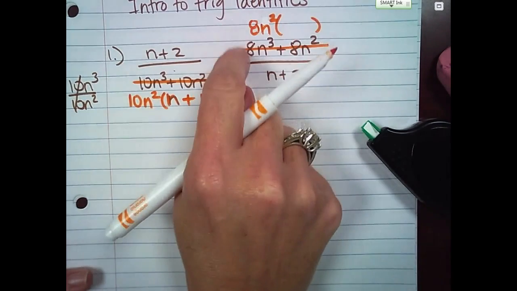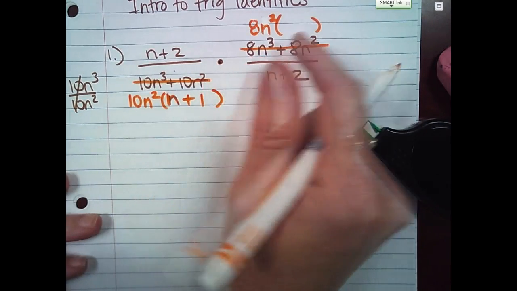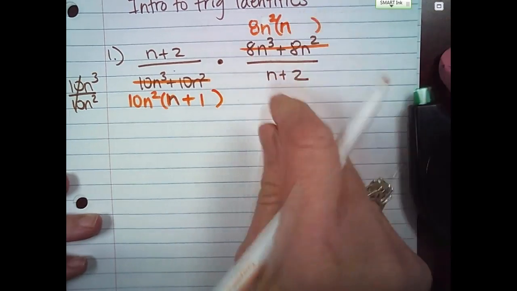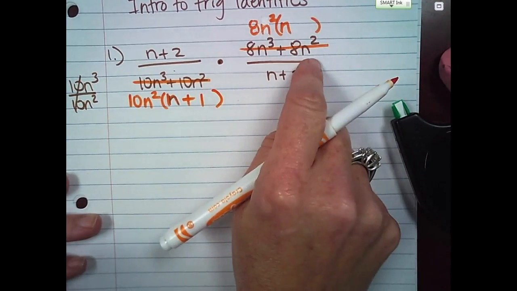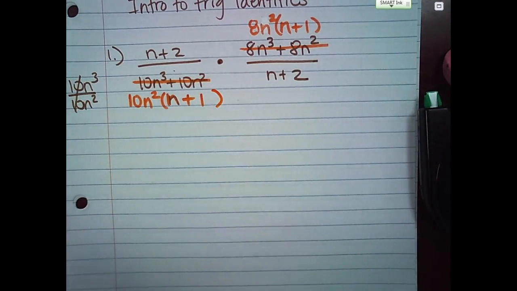So the 8's are going to cancel. If I'm dividing this by n squared, how many n's do I have left over? 1. And this is exactly the same, so what am I going to write? Plus 1. Got it? Okay.